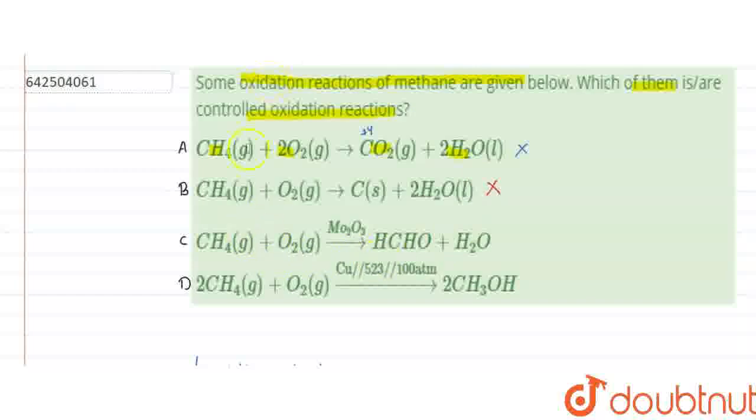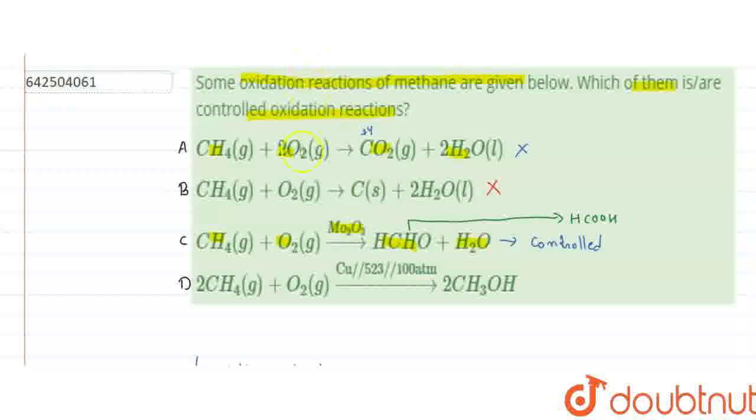Now in the C part we have CH4 plus O2 giving us formaldehyde, that is HCHO plus H2O. So over here this is a controlled reaction, because we can clearly see that we have used Mo2O3 as a poison, and we know that if we wouldn't have used this, then this HCHO, that is formaldehyde, would have converted to formic acid, that is HCOOH, its highest oxidized state. So over here we can say that we have controlled this oxidation by adding Mo2O3.